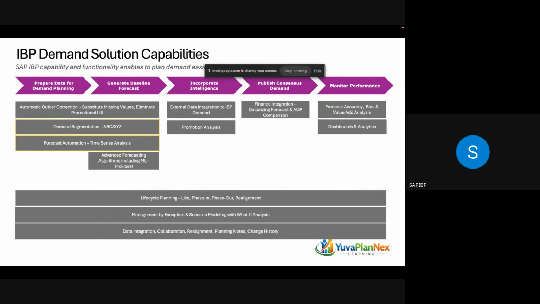So in IBP for demand, once you gather the historical data into IBP, to clean that historical data, we have automatic outlier correction. We have substitute missing values. We have promotional sales lift elimination. With the help of that, you can clean your historical data, right?